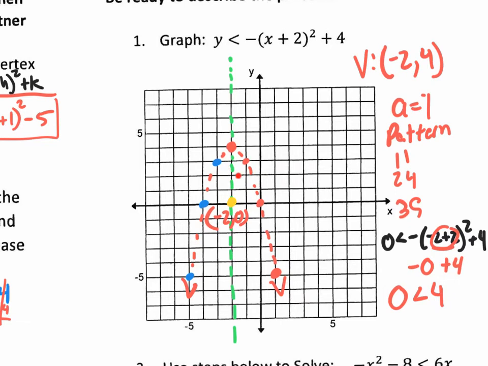That means that all my solutions are in here. So you're going to have to shade in everything on the inside of the parabola. So all your answers are on the inside, none of your answers are on the outside. You're going to have one of those on tomorrow's quiz.